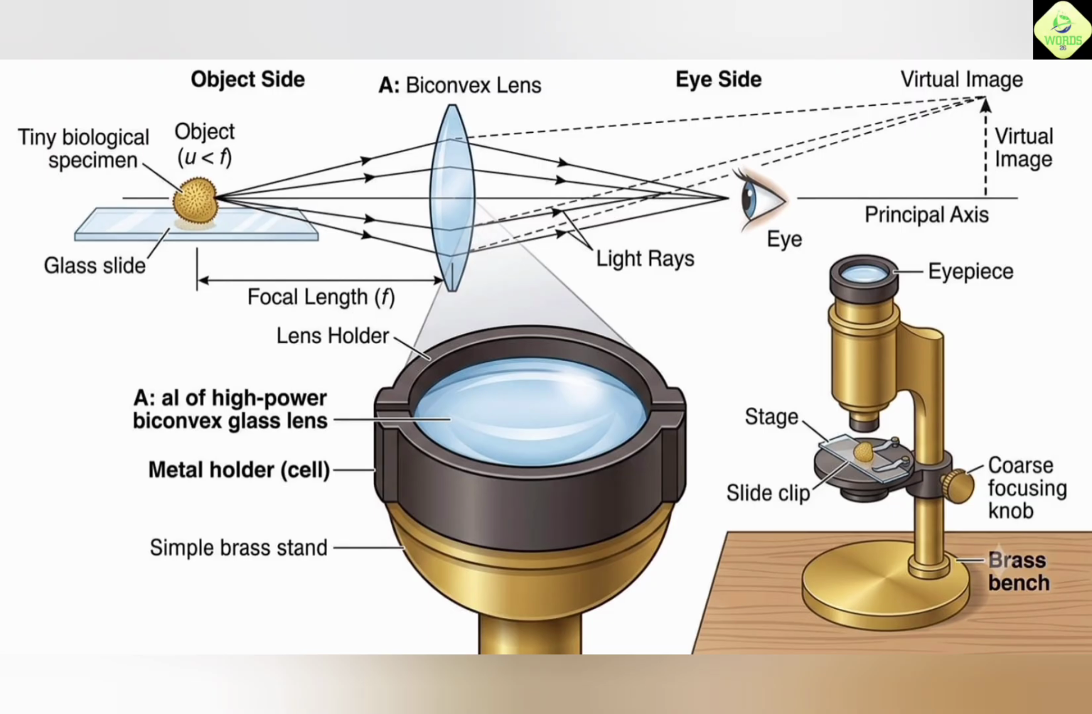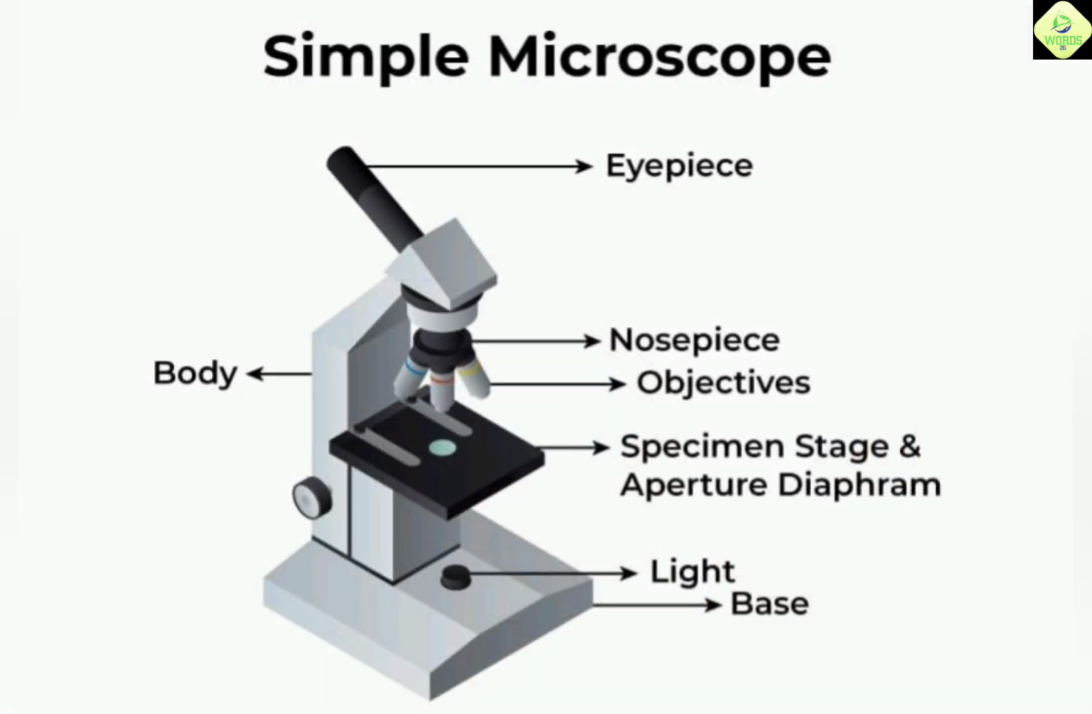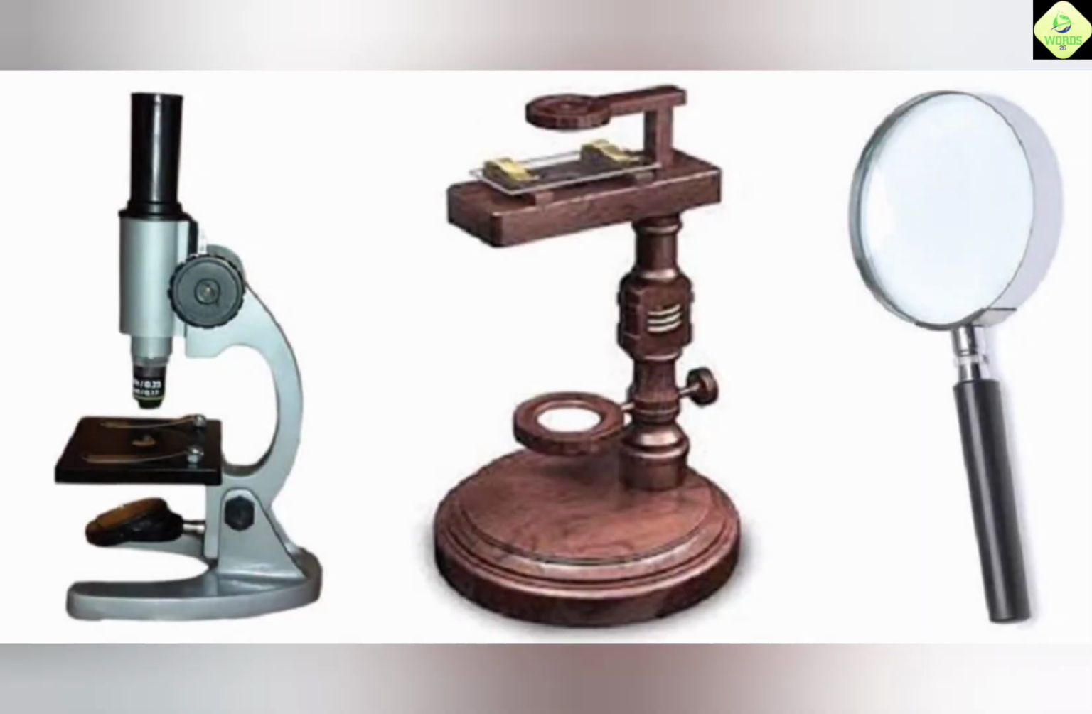Working of a simple microscope. First, place the object below the convex lens. Second, bring the lens close until the object lies within the focal length. Third, light from the object enters the convex lens. Fourth, the lens refracts the light rays. Fifth, a virtual, erect and magnified image is formed. Sixth, the observer views the enlarged image through the lens.